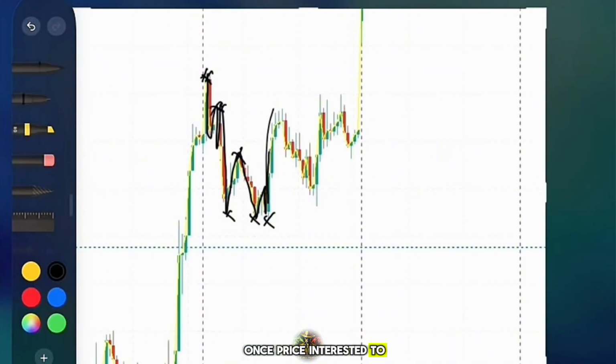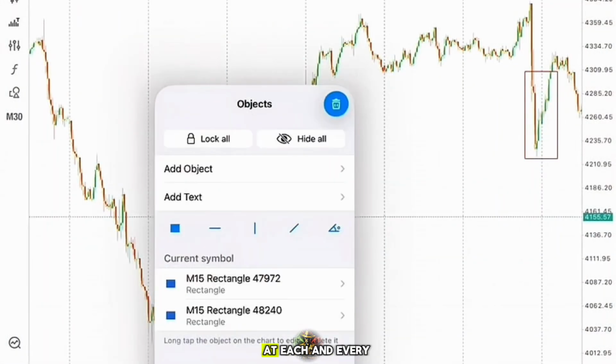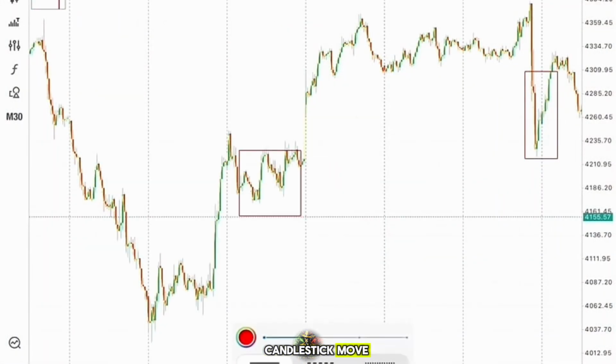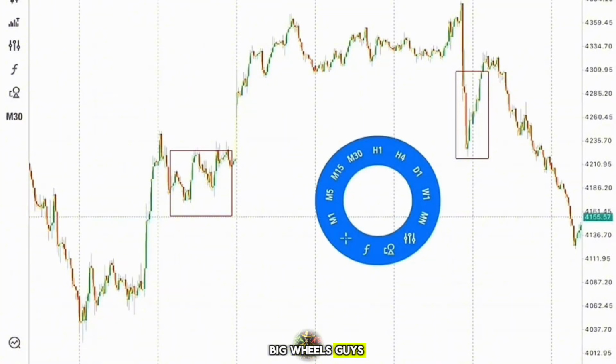Once price is interested to go up, as you can see, it came down again. For what? In order to bid this price. So once you see a solid rejection of a bullish candle, you can enter here itself. Boom. See? That's how you trade. That's how you look at each and every candlestick's move. You follow the big whales, guys.